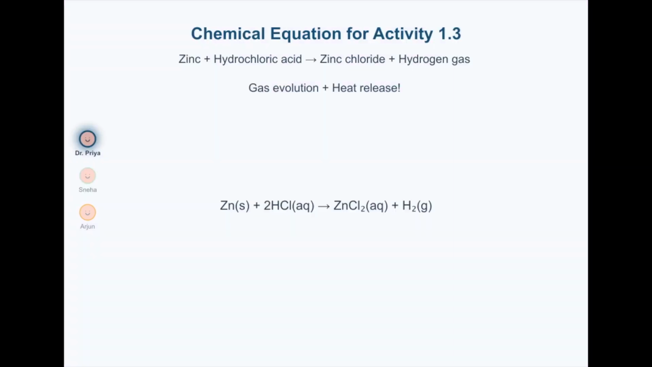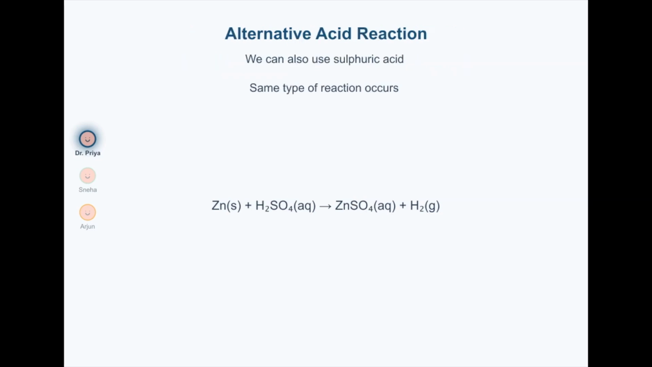The equation is zinc plus hydrochloric acid gives zinc chloride and hydrogen gas. Notice both gas evolution and heat release. We can also use dilute sulfuric acid instead of hydrochloric acid. The same type of reaction occurs, producing hydrogen gas.